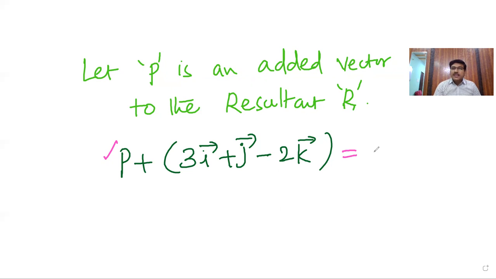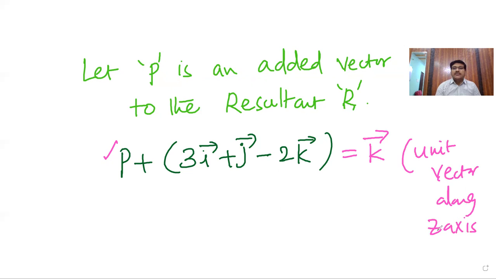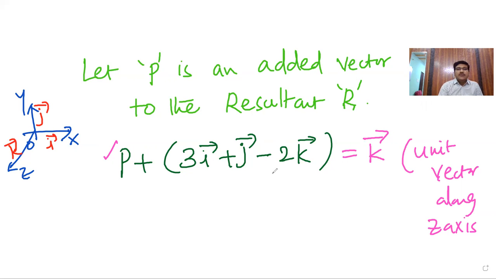Unit vector along z-axis. This is the unit vector along z-axis. You know very well, this is the coordinate system: X-axis, Y-axis, origin, and this is Z-axis. So here, i bar is the unit vector along x-axis, j bar is the unit vector along y-axis, k bar is the unit vector along z-axis. The sum finally leads to the unit vector along k.